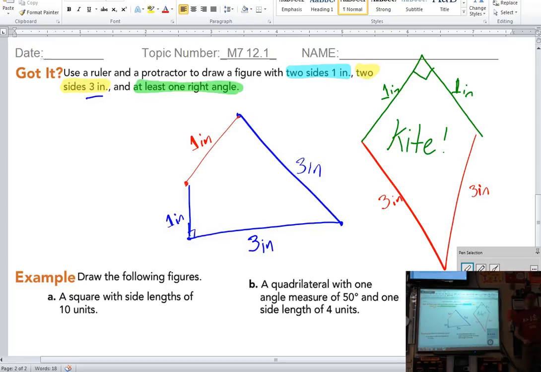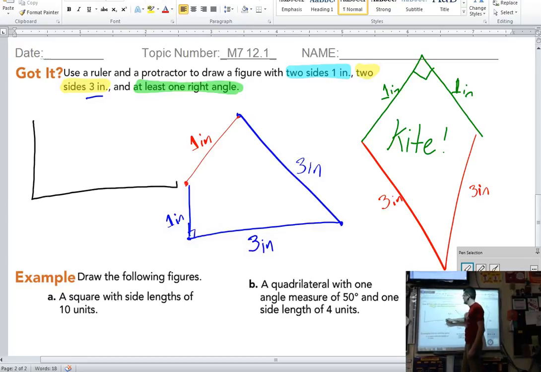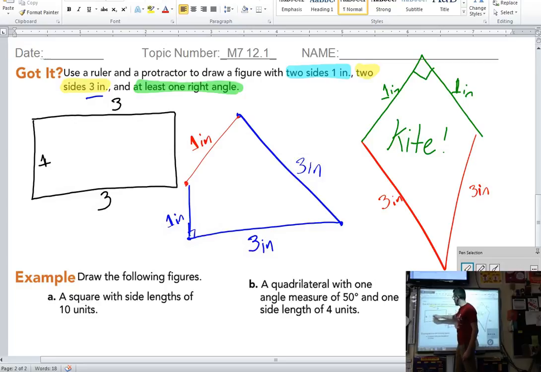Now, we could have what your brain probably thought of here. Three, 3, 1, 1, and a right angle. That would be fine. We could make a rectangle. But based on what they told us, we don't know that it's a rectangle. These could be right as well.